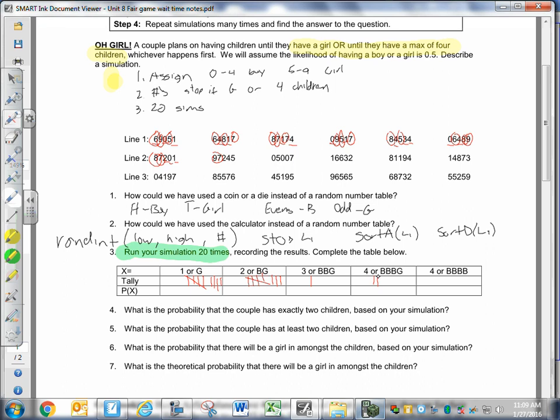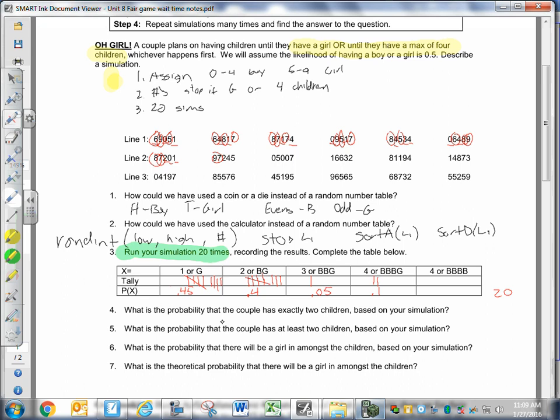So 20 times, if I have 9 out of 20, the probability, what's 9 divided by 20? 0.45. I say there's a 45% chance that I'm going to get a girl. 8 divided by 20 is the probability of having a boy then a girl. What do we get for that? 0.4. 1 out of 20, 0.05. 2 out of 20, 0.1. Add them together, we should get 1, and we do.